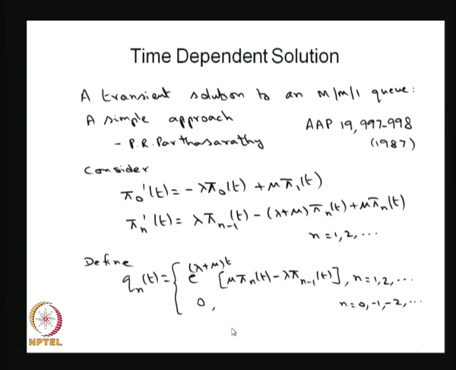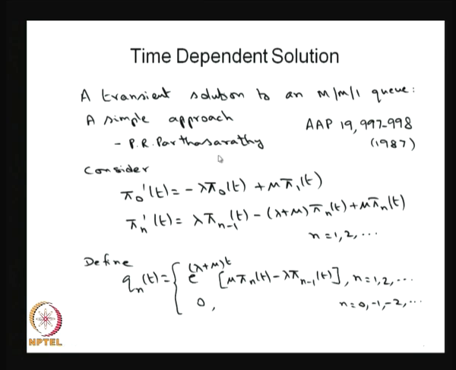Now, we are giving the time dependent solution of an MM1 queue. There are many methods to find the time dependent solution for an MM1 queue. It started with the spectral method and the combinatorial method, and also the difference equation method. Like that, there are many more methods in the literature to find the time dependent solution, and here I am presenting the time dependent solution by P. R. Parthasarathy, and this work appeared in Advances in Applied Probability, volume number 19, 1987.